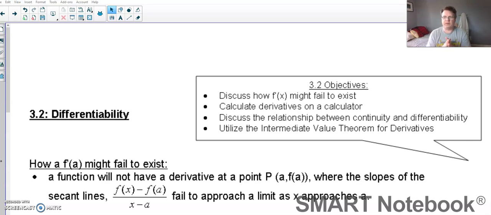All right, great job with the notes. 3-1 and 3-2 are not too bad, and then 3-3 really starts to get crazy. 3-1 and 3-2 are just a little overview of what's going on, and then the next couple of sections get a little intense.